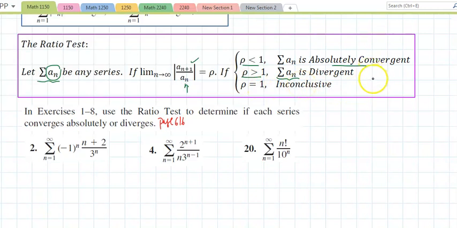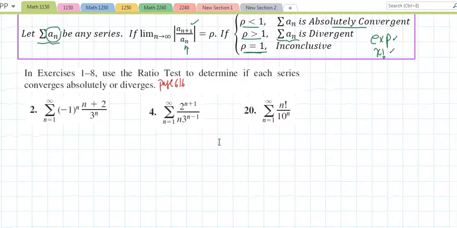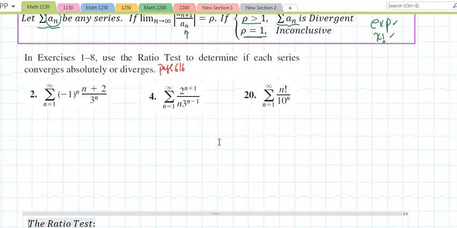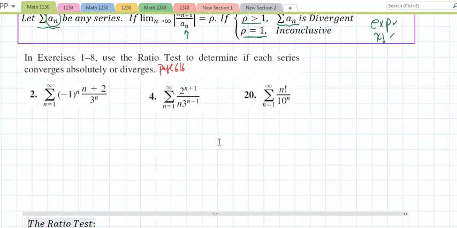The ratio test is used whenever you see an exponential, whenever you see a factorial. If you use the ratio test when one of those two is not present, you will get a 1. You just wasted your time. So those are really useful for exponentials and factorials. Number 1 through 8 says use the ratio test to determine whether the series is absolutely convergent or is it divergent.